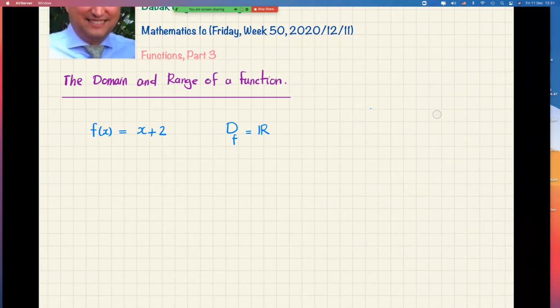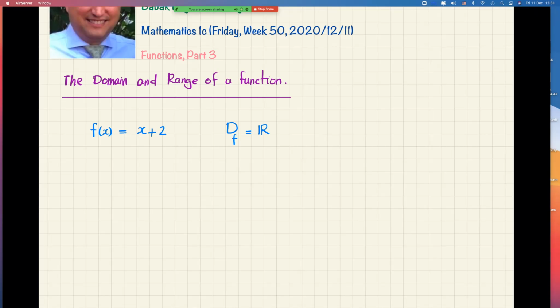Is that clear? How important is it that we know these symbols for the exam? Do we need to write these symbols in the answer? No, it's better. For example, if I ask you what is the domain of this function, the best way to answer this is just to write D_f is equal to R.